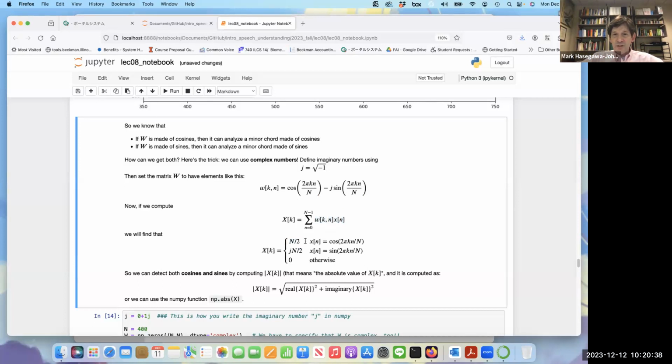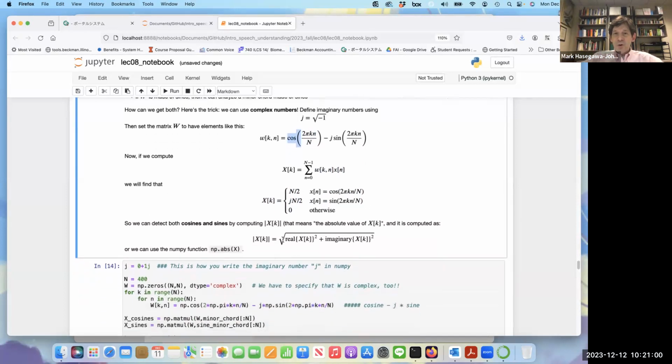And so if the input is a pure cosine, then the output will be capital N over 2. If the input is a pure sine wave, the output will be j times N over 2, where j is the square root of -1. And if the input is somewhere in between a cosine and a sine, then it will still be captured, but it will be some part real and some part imaginary.